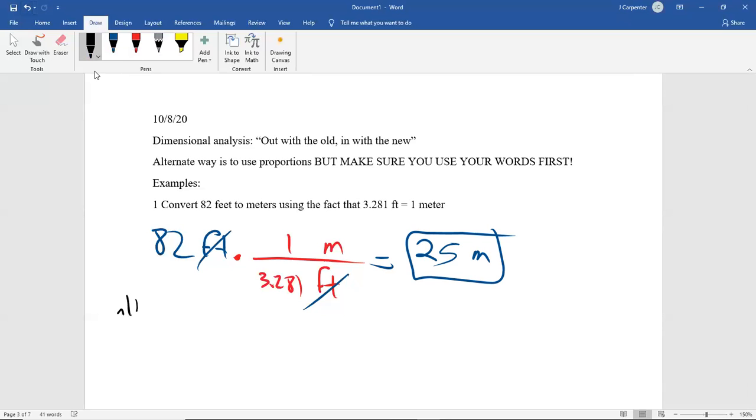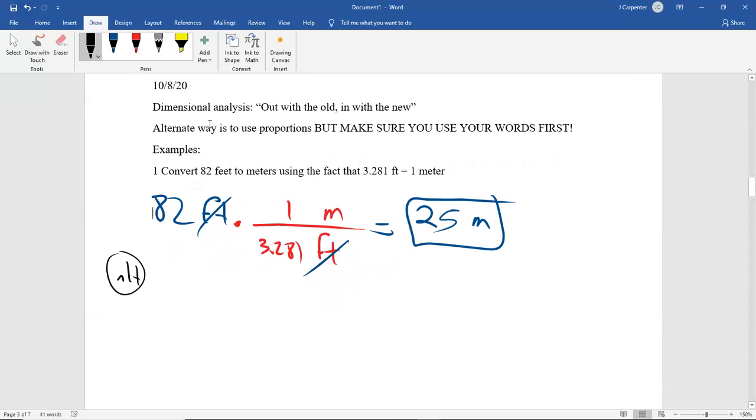An alternative way to have done this, and this is the only one I'm going to do, is using proportions. But make sure you use your words first. So what are the two things we're talking about? Feet and meters. So I'm going to put feet in the top and meters in the bottom. If I want to do them upside down, nobody's going to care. It would just mean that then I put all the meter numbers in the top and all the feet numbers in the bottom. I'm choosing to do feet numbers in the top and meter numbers in the bottom.